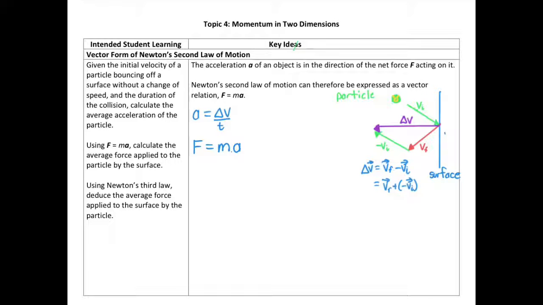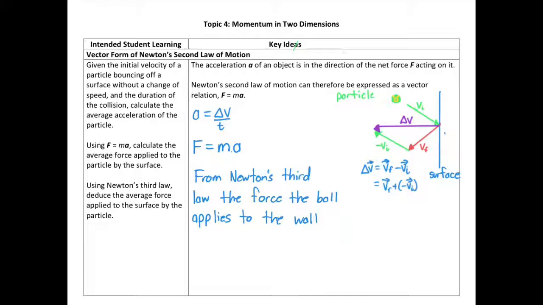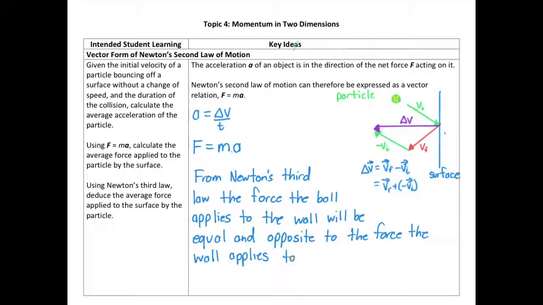So just to put that in writing, from Newton's third law, the force the ball applies to the wall will be equal and opposite to the force the wall applies to the ball.